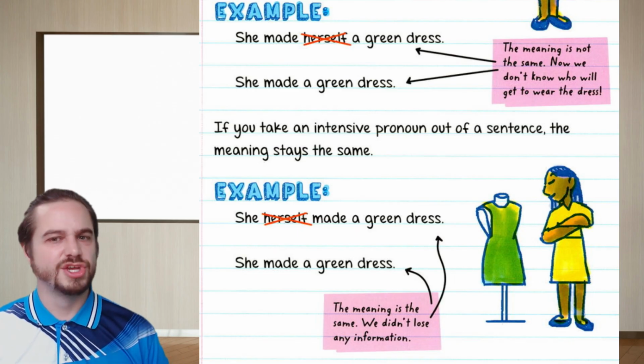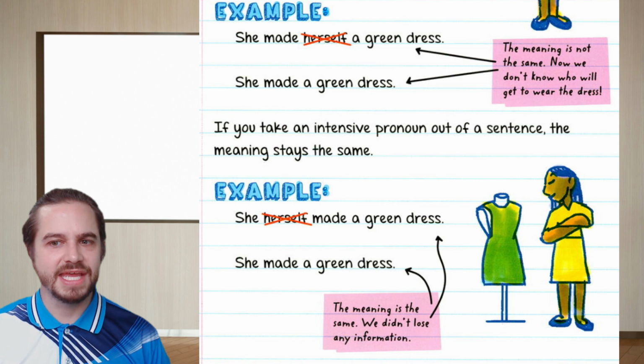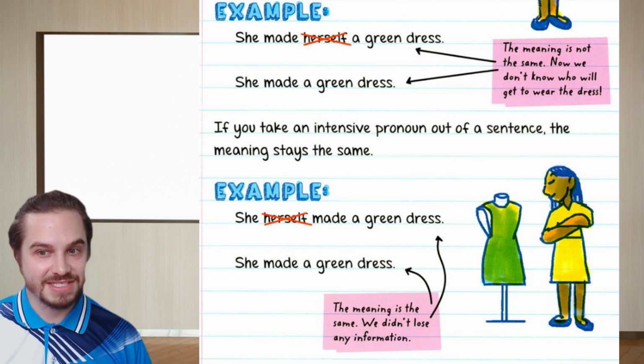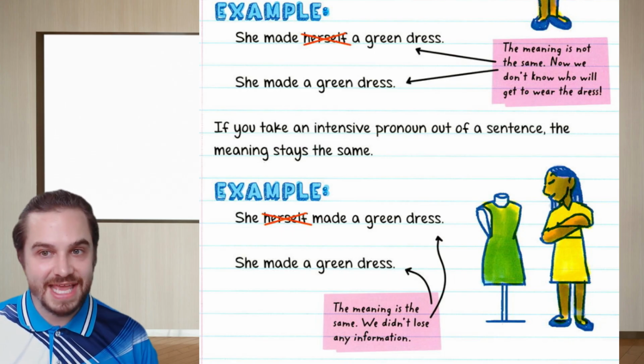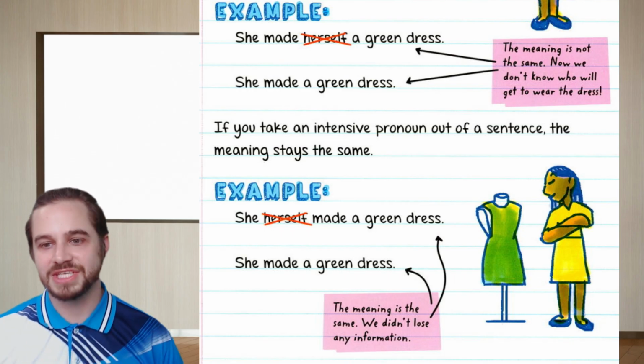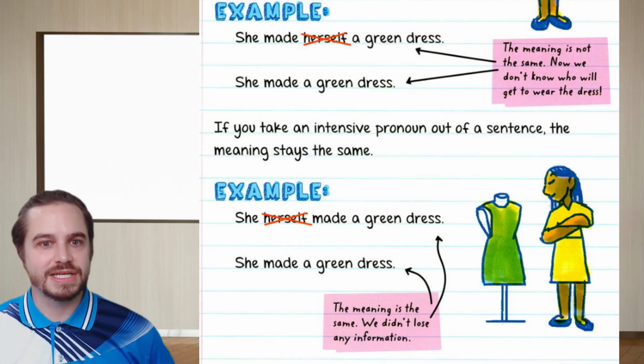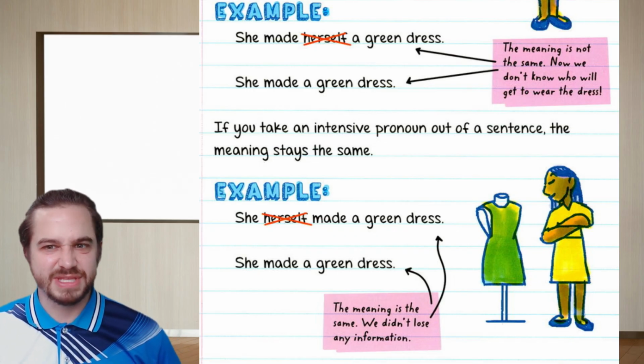If you take an intensive pronoun out of the sentence, the meaning stays the same. Example, she herself made a green dress. She made a green dress. Now the meaning's the same. We didn't lose any information. Intensive pronouns only belong in a sentence for one reason: to emphasize something. Otherwise, we should use the correct subjective, objective, or possessive pronoun.